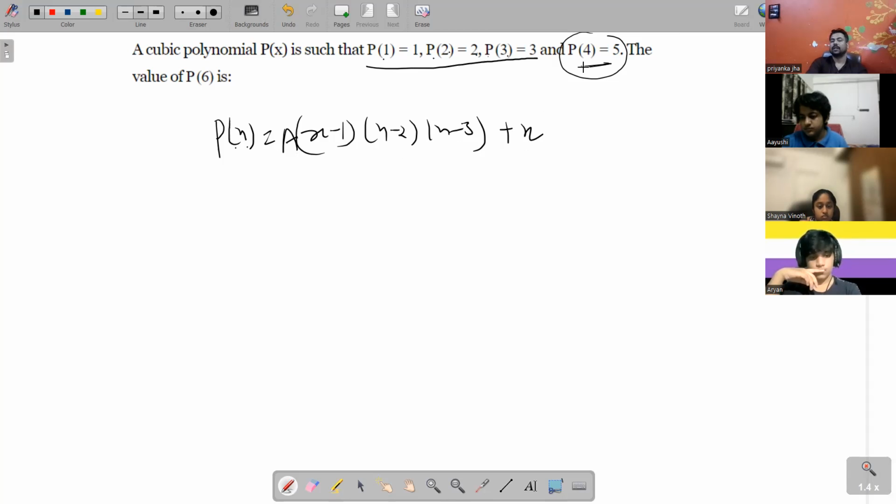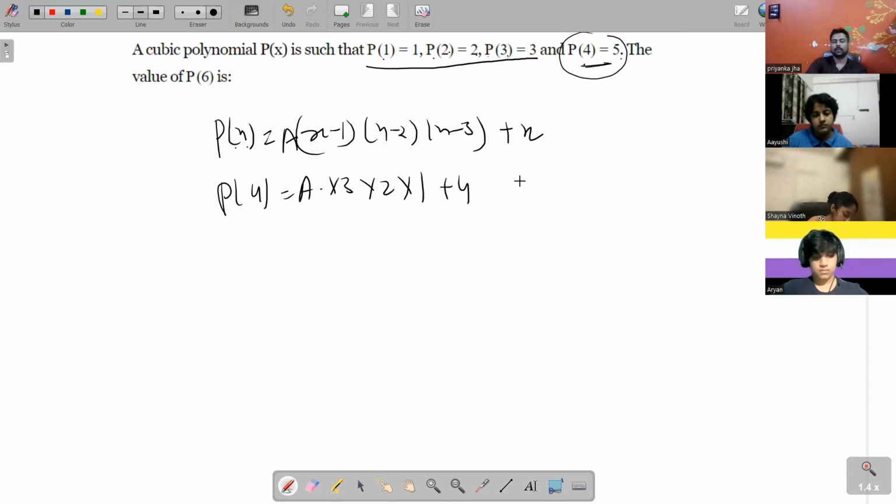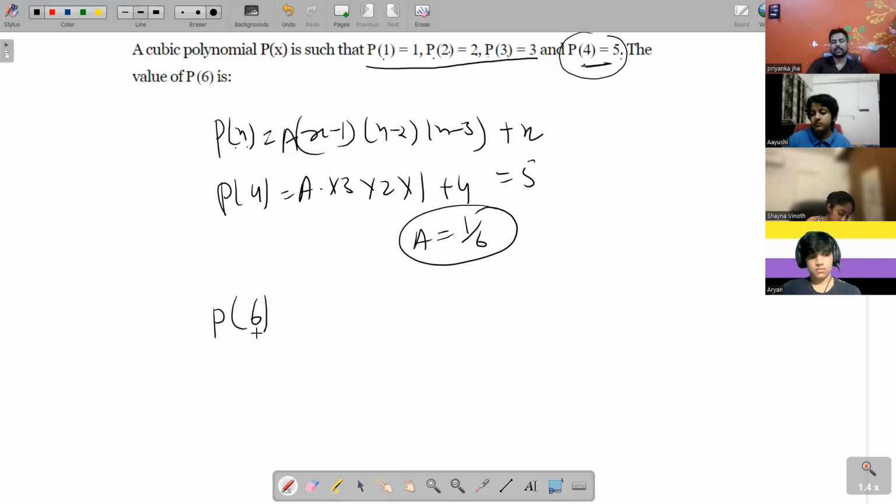Now, very simple. Now use P(4) = 5, put here x = 4: A × 3 × 2 × 1 + 4. P(4) is 5, given, and that is 5. So directly you can find from here A = 1/6. Now you have to find P(6), put x = 6. A you already got here. So this is 5, this is 4, this is 3, plus 6.